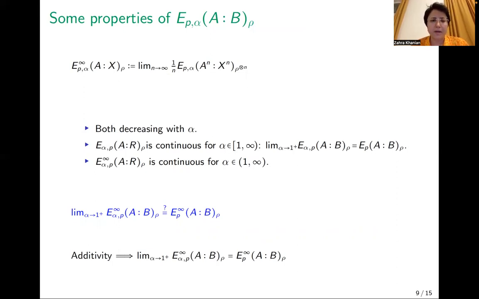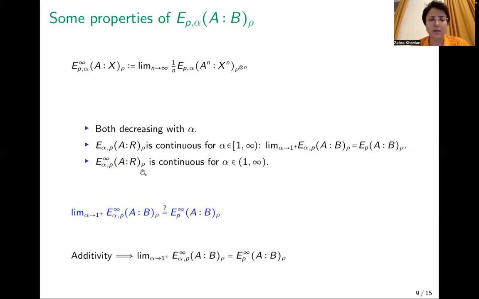For the normal one, by normal one I mean the Rényi entanglement of purification and its regularization, I have shown in the paper some useful properties. We can show that both of them are decreasing with alpha. The normal Rényi entanglement of purification is continuous between 1 and infinity, and also it is continuous from the right at 1. This is quite an interesting property.